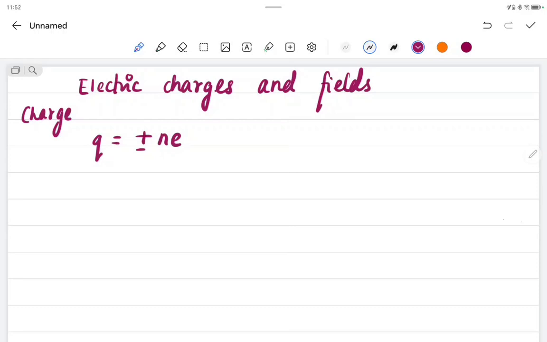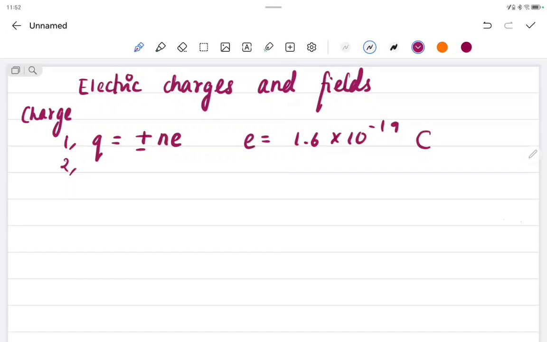That is, it's always in the form of an integral multiple, where e is 1.6 into 10 power minus 19 coulomb. And charge is always conserved, meaning that the charge can neither be created nor be destroyed. It can only be transferred from one body to another. So that is its second property, that is the conservation of charge. And the first property is that it is always in the form of an integral multiple.